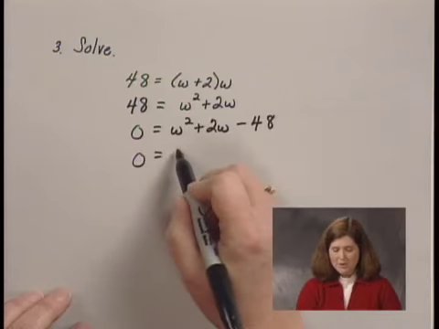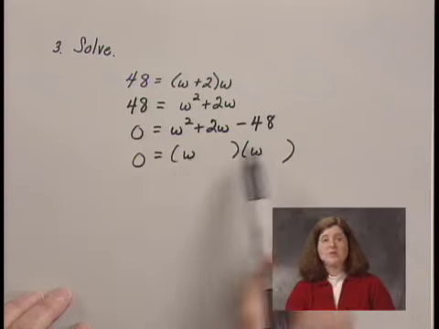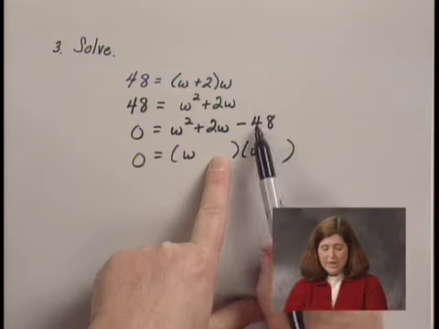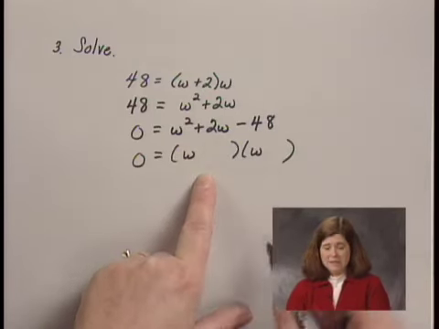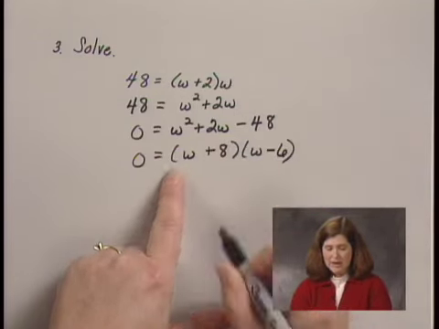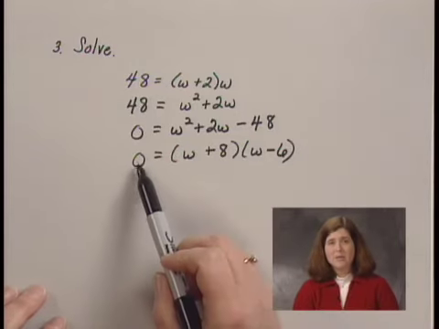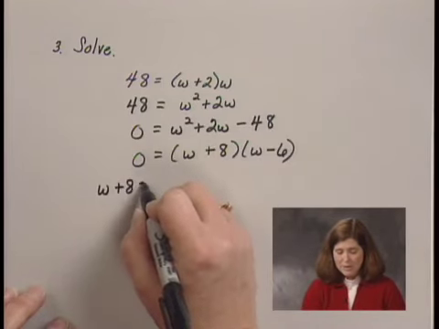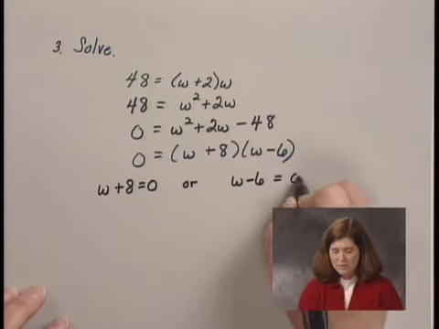and I factor. 0 equals W, it's going to factor into 2 binomials. The first term of each binomial will be W. The second terms multiply to negative 48 and add to 2. I want 8 and negative 6. So I write plus 8 minus 6. And I've factored this trinomial. I now have a product that's equal to 0, so I can set each factor equal to 0. I write W plus 8 equals 0, or W minus 6 equals 0.